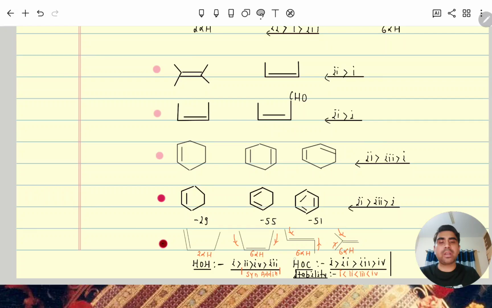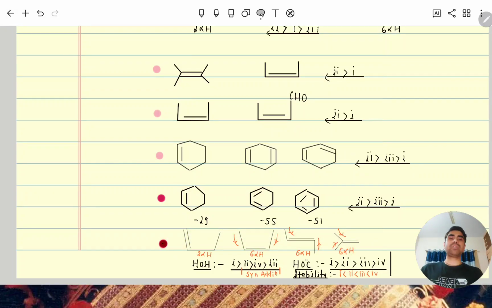So I can say that for heat of hydrogenation, the first one has 2 alpha hydrogens, is less stable, so its heat of hydrogenation is more. Now you know that hydrogenation is a syn addition. Syn addition is more favorable in 2 as compared to 3 and 4. So 2 first, and then coming to 3 and 4, syn addition is more favorable in 4. So 4, and then 3.